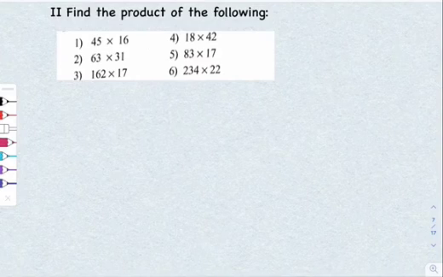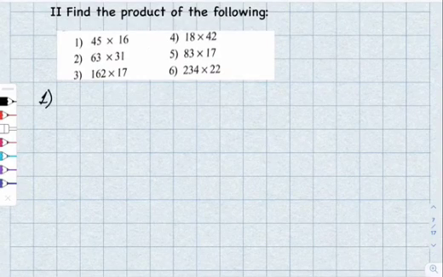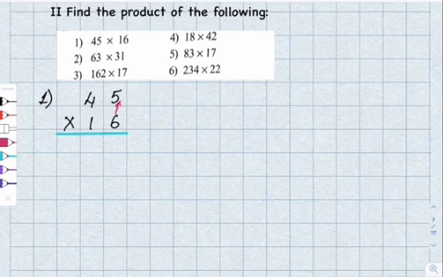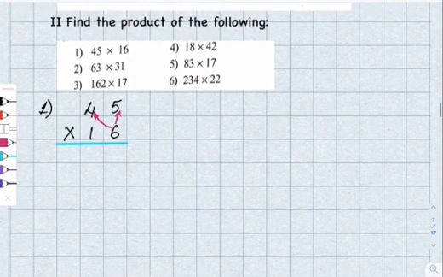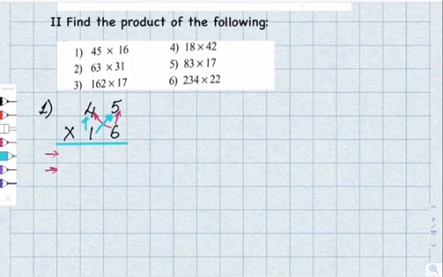Find the product of the following. The problem is 45 into 16. I'm not going to write it row wise now. I'll just start directly calculating. You have known this in your earlier classes also, but still as a recap session, I'm doing it. 6 is multiplied by 5 and 6 is multiplied by 4, and it is placed in this row. Now for the second row, we place the product of 1 into 5 and 1 into 4.